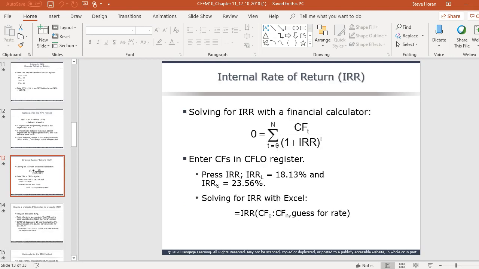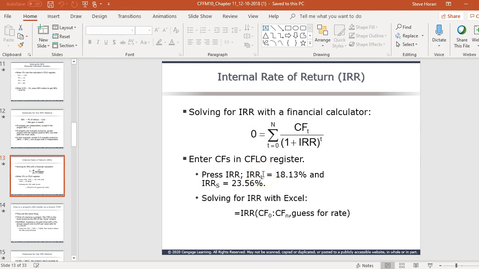So the next one's called IRR, internal rate of return. So we're solving for a rate, so the answer now is a percentage. In the previous example, the answer was a dollar amount for NPV, but for IRR, we're solving for a rate. So look, the formula looks kind of familiar, and the calculation is all the future cash flows divided by 1 plus the IRR. And we do a sum of that, the number of periods and time 0 being today.